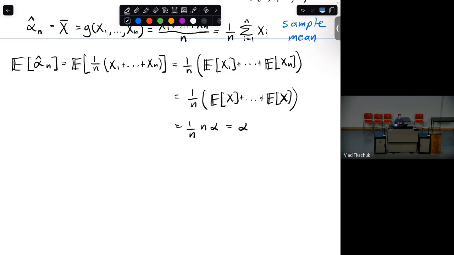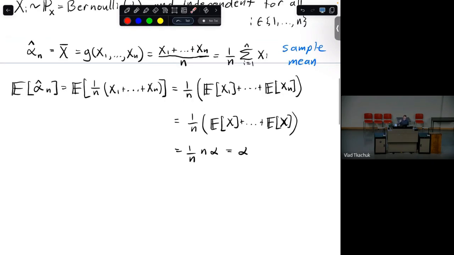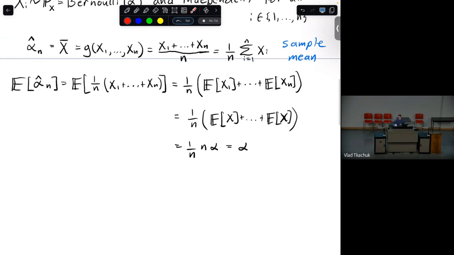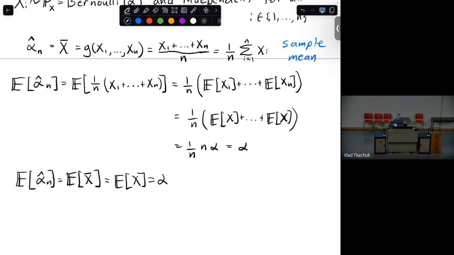It's a pretty straightforward calculation, but what it communicates to us is that the expected value of the sample mean is actually the true expected value of the thing we're trying to estimate. So this is a nice property. In some sense, we are actually estimating the thing we want. Maybe the main takeaway, which I'll write here, is that the expected value of this thing is equal to the expected value of x bar, which is also equal to the expected value of x, which is equal to alpha. All these things are equal. It's great.